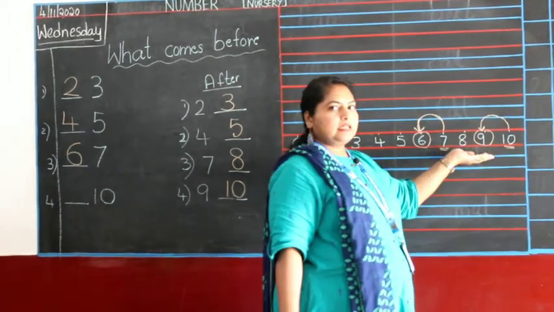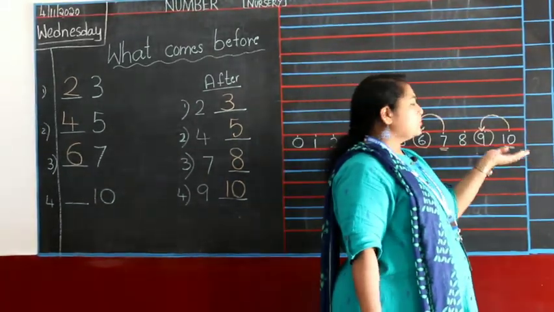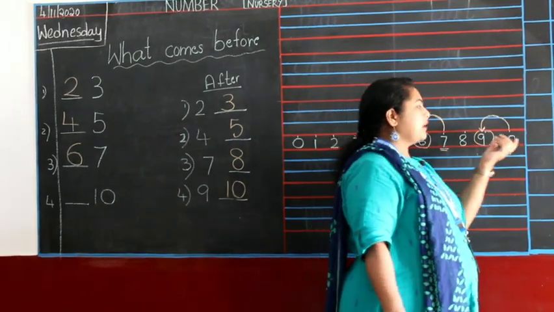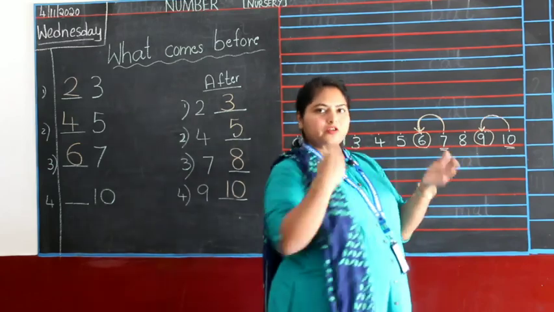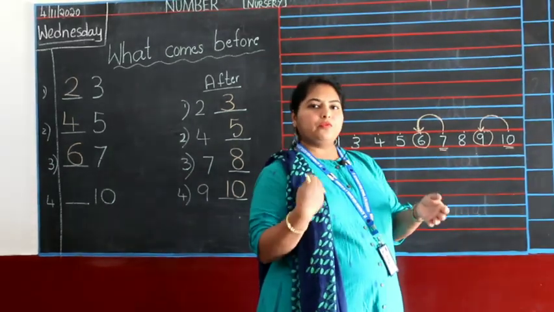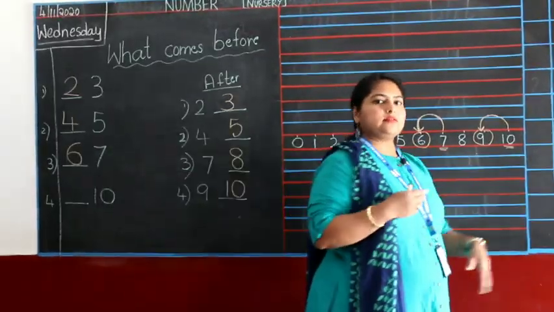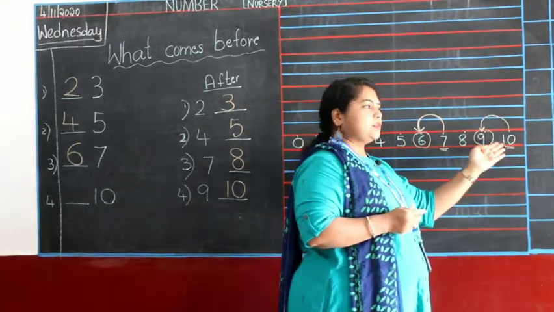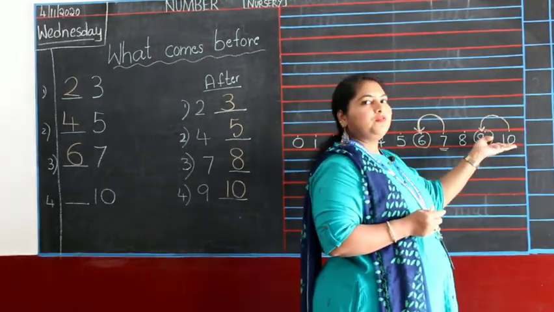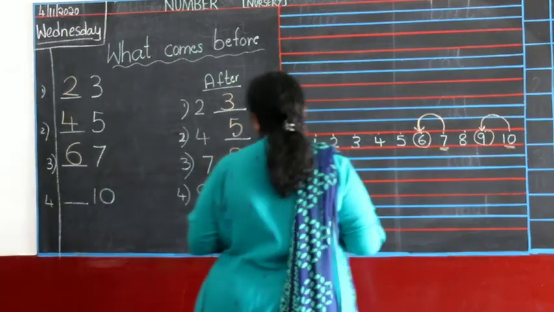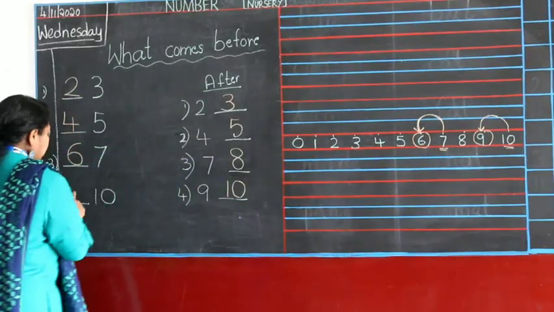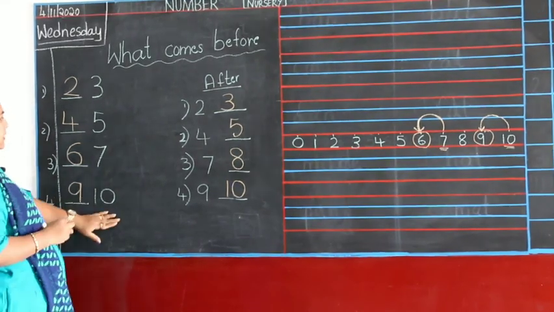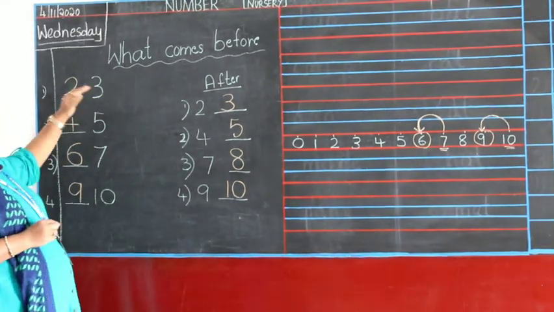Only after saying 9, you will say 10. You will not say 10 and then say 9, right? You will say 9 and then 10. The number which you say first is what comes before. The number you say later comes after. So what you say first is 9. That is the number which comes before 10. So let's write in our question. 9 comes before 10.